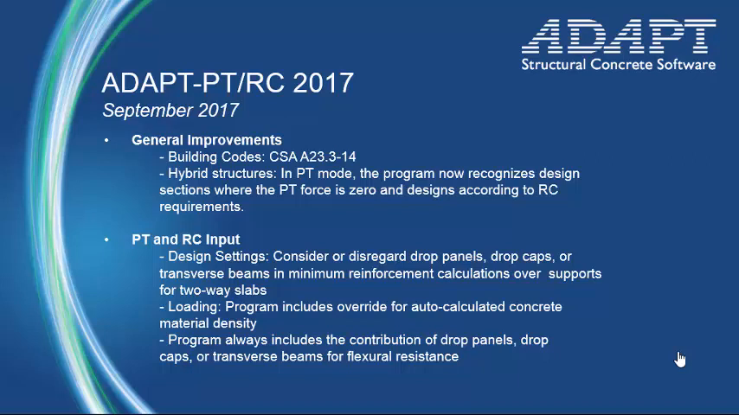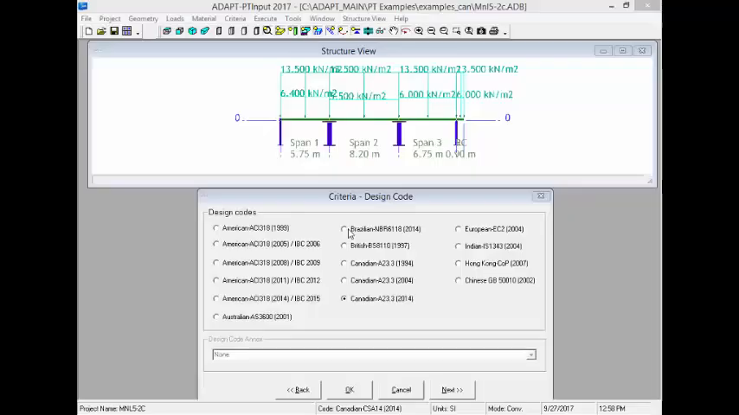This video will outline the new improvements and features made in ADAPT PTRC version 2017. New building codes added are the Canadian A23.3-2014 code. To access and select this design code, so long as the units selected are SI units, the user has the option under the Criteria/Design Code menu to select the Canadian 2014 code.